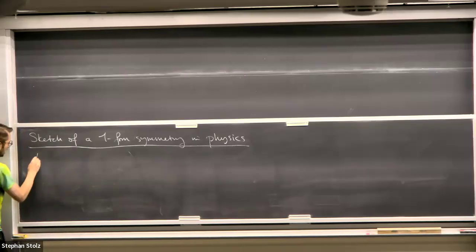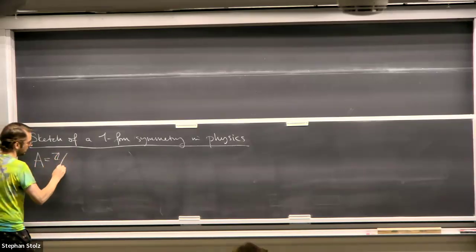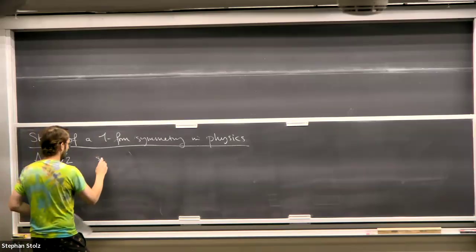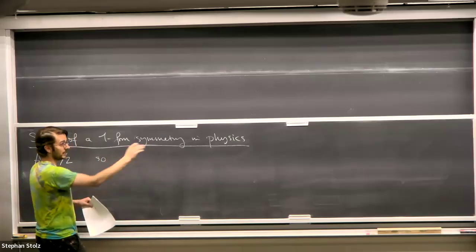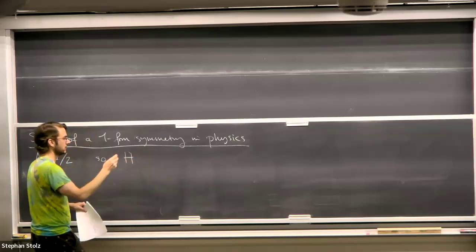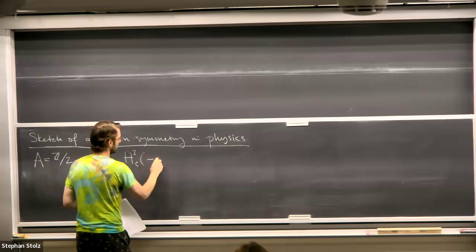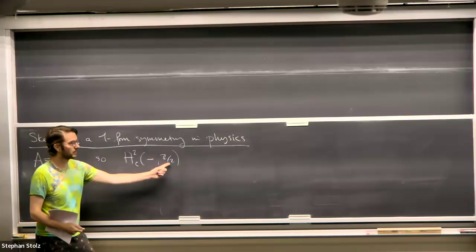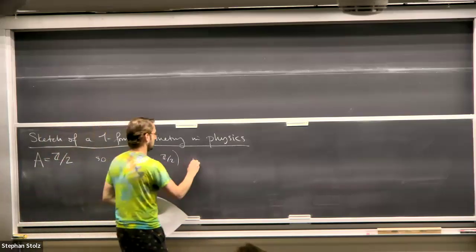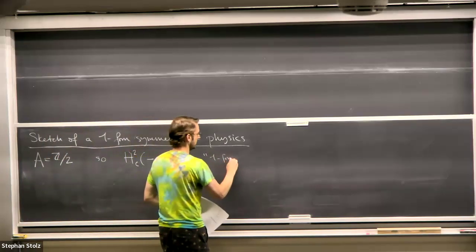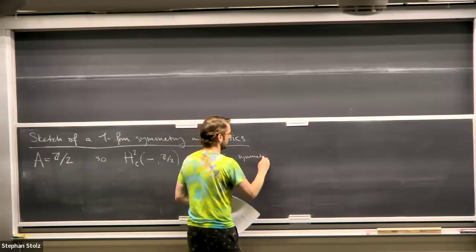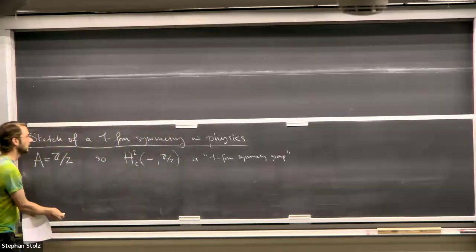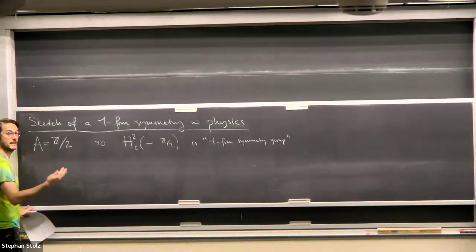So A will be Z mod 2, which everyone knows is Sergey's favorite group. Because I'm doing a one-form symmetry, we're going to be thinking about, if you'd like, compactly supported homology, degree 2, coefficients in Z2. So this is the one-form symmetry group. That's what we're aiming for, and I want to say how it acts on something.